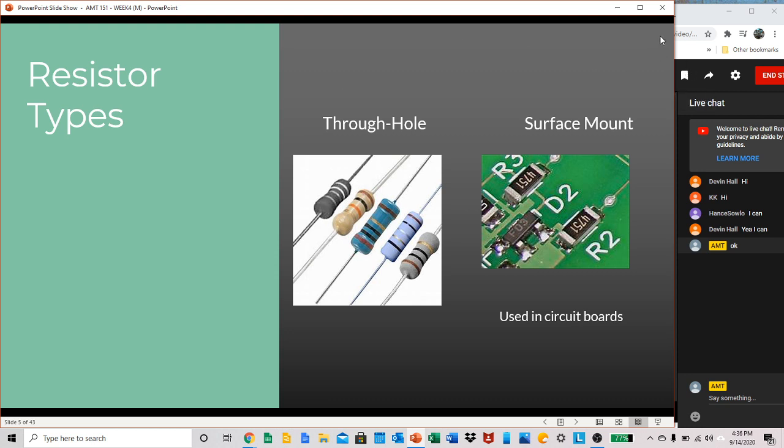Here's a couple different types of resistors. We have through-hole resistors here and surface mount resistors. These types of resistors we're not going to deal with in this class very much. These are used in circuit boards, and we don't tear down the components enough to get to those resistors. So we'll be dealing mostly with through-hole resistors.